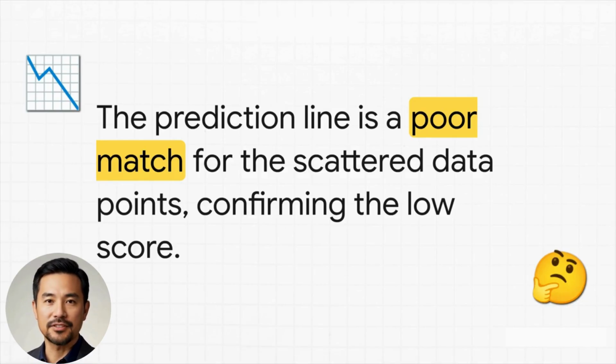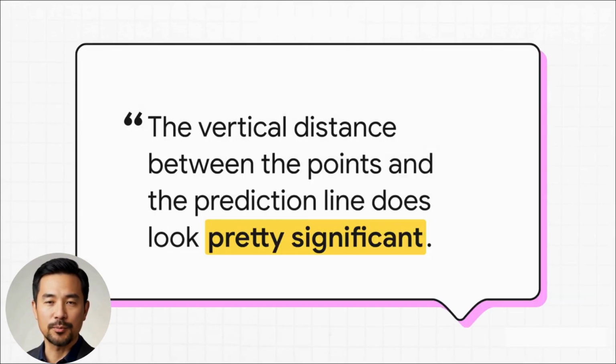And then you'd see our prediction, just a single straight line cutting right through the middle, missing almost all of them. The visual evidence totally confirms what the numbers told us. Our theory just doesn't fit the facts. And the source material really hits the nail on the head here. It says the vertical distance between the points and the prediction line does look pretty significant.